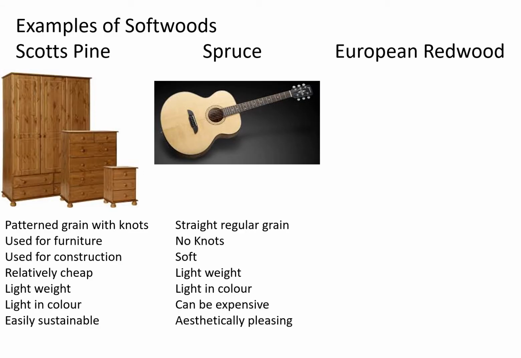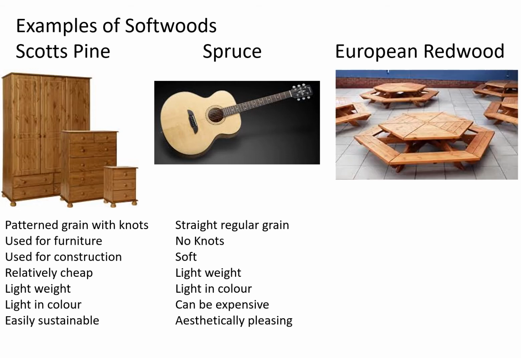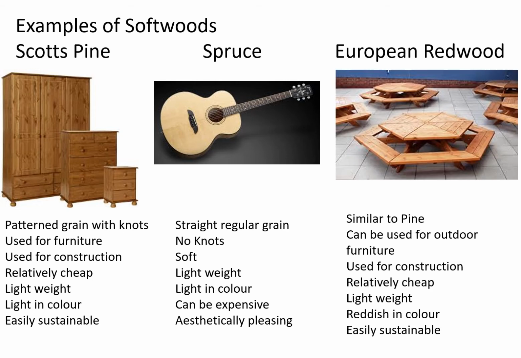Spruce. Spruce has a straight regular grain with no knots. This makes it easier to work with. It's light in colour and lightweight. It's also aesthetically pleasing. European redwood. It's similar to pine but has a more reddish colour. It's easily sustainable, relatively cheap and is used for outdoor furniture.